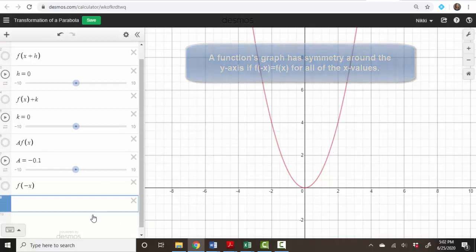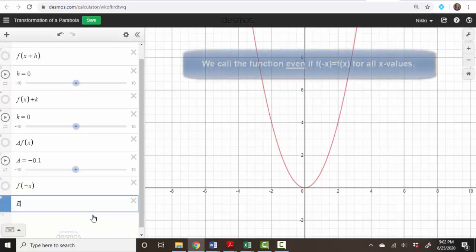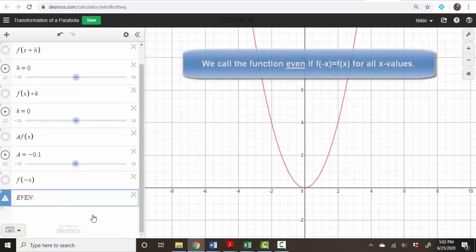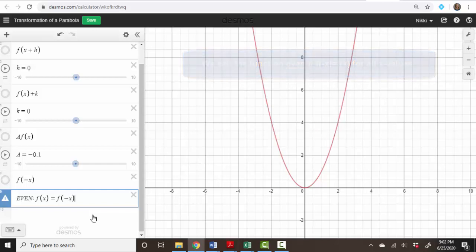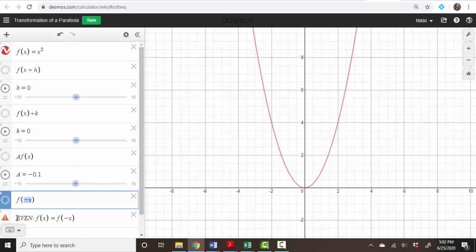That's actually an identity, and I'm going to type that here. An even function has the identity such that f of x, the original function, is equal to the exact same as f of negative x. If you plug in negative x's for all of the x's, you have the exact same graph. So this is actually a definition for an even function that you might encounter sometime.